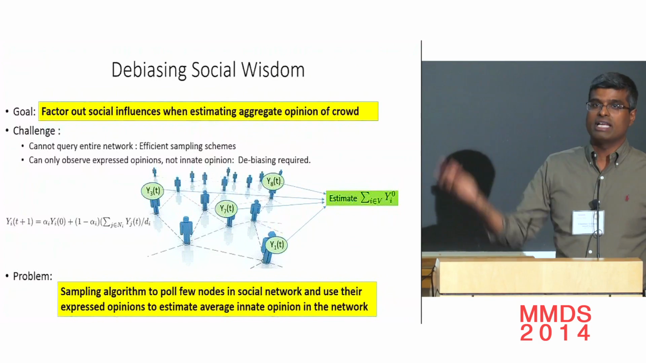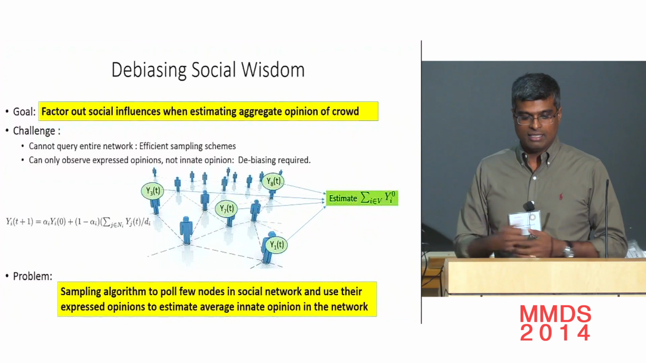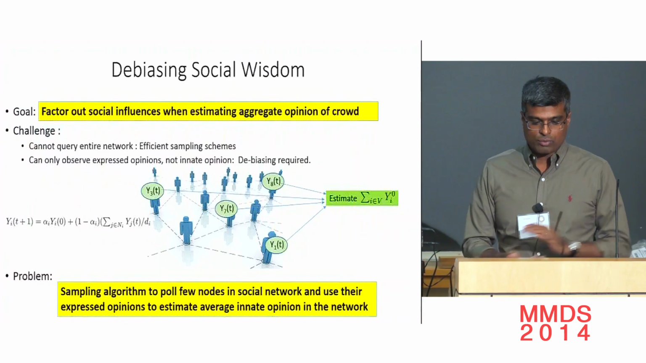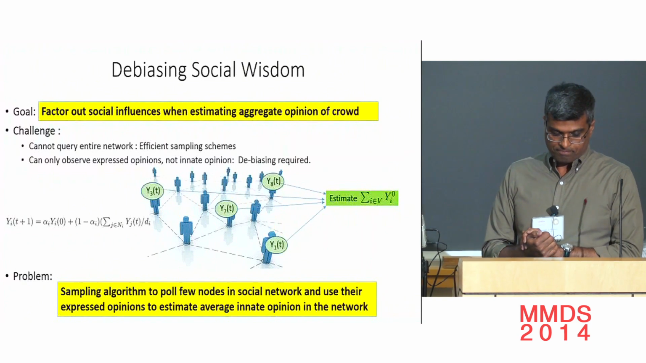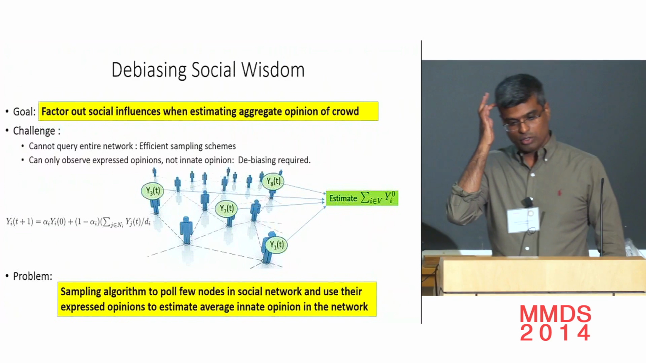Of course, if I knew the entire crowd and all the alphas, then I can do this exactly, right? But we cannot do this because of the size of the network and of course the interactions, and I don't know the graph, etc. Right? So these are all known problems.